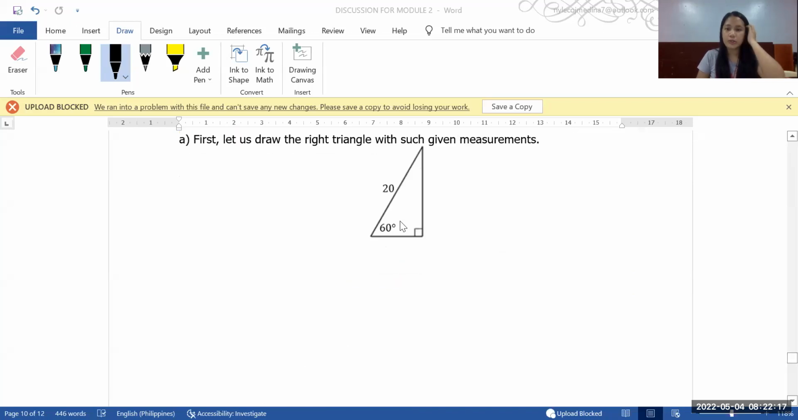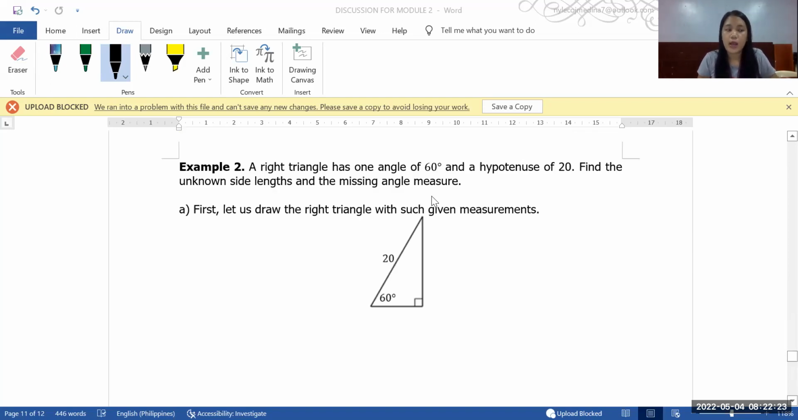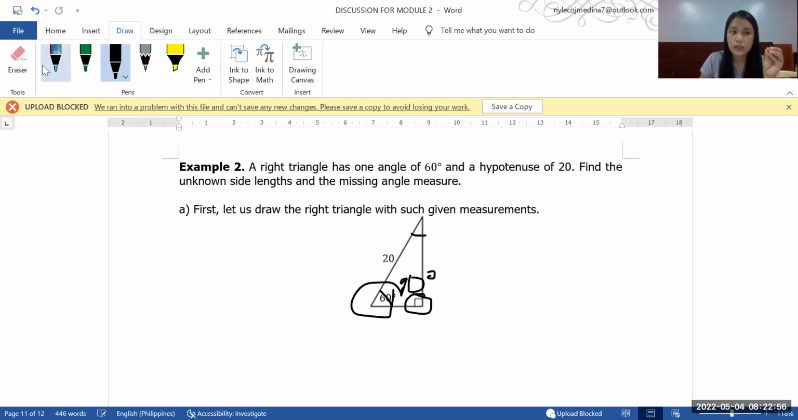Okay. Next, let's go to example number 2. It says a given right triangle has one angle of 60, and its hypotenuse is 20. If you don't have the drawing, imagine it. Your hypotenuse is always the slanting side, so that is 20. One of the angles is 60. Since it is a right triangle, that is your 90 degrees, and one of the other two is equal to 60.